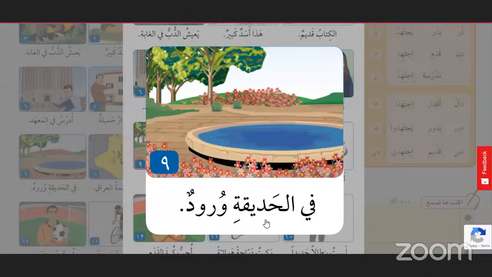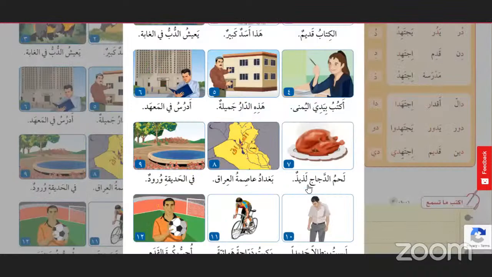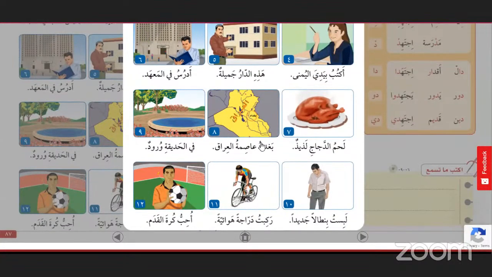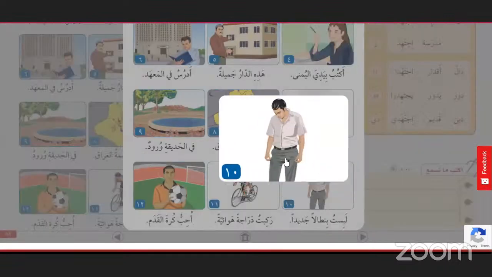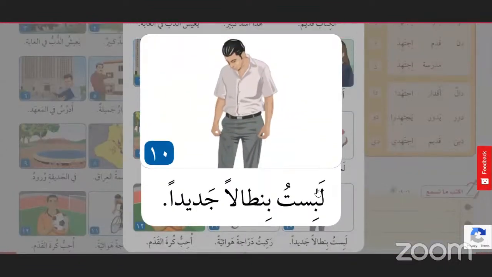Fil hadiqati wurud. In the park, there are flowers. Okay, flowers. Warda, wurud. Jama', warda, hiya, wurud. Hadiqatun is garden or park. Garden or park, sister. You can say garden or park, either one. Saliha, go for this one, please.